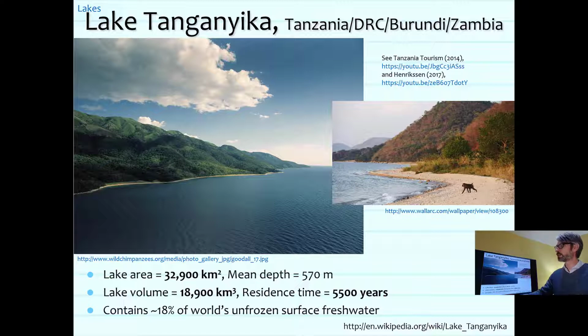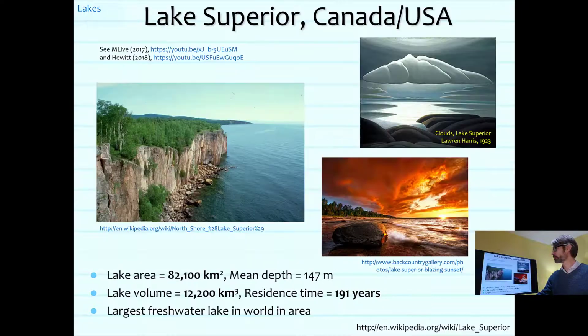And Lake Tanganyika contains about 18% of the world's unfrozen surface freshwater. Lake Superior in Canada and the United States is larger than the previous two in terms of its surface area, but its mean depth is significantly less. Its lake volume is therefore less as well, about 12,200 cubic kilometers, with a lengthy residence time, but less than the previous two, of about 190 years. And this is the largest freshwater lake in the world, again, in terms of surface area.